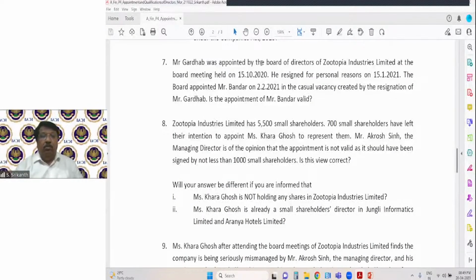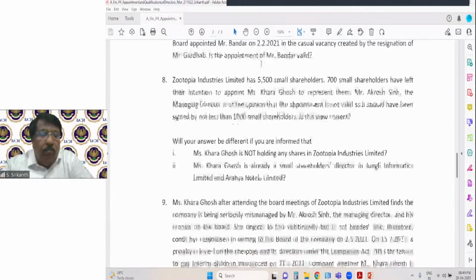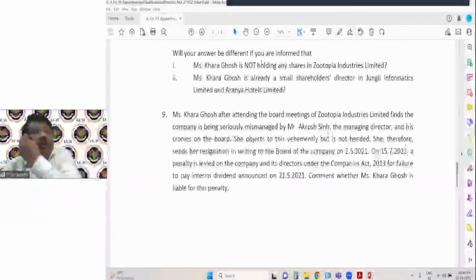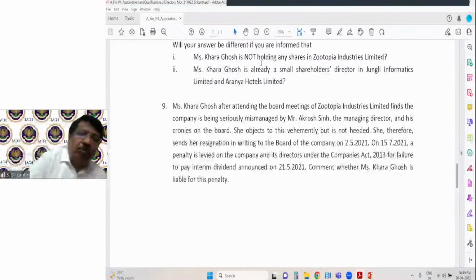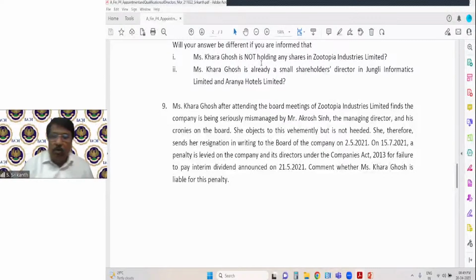So, okay. Now, Ms. Khara Ghosh, after attending the board meetings of Zootopia Industries Limited, finds the company is being seriously mismanaged by Akrosh Singh, the managing director, and his cronies on the board. She objects to this vehemently, but is not heeded. She therefore sends a resignation in writing to the board of the company on 2/5/2021. On 15/7/21, a penalty is levied on its directors for failure to pay interim dividend announced on 21/5. Comment whether Khara Ghosh is liable.